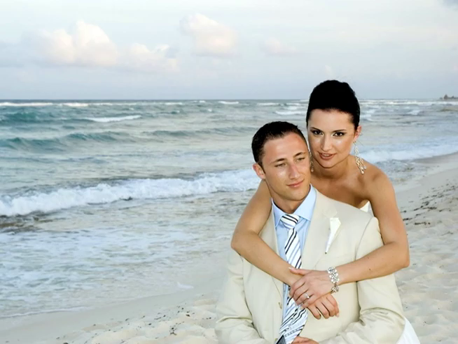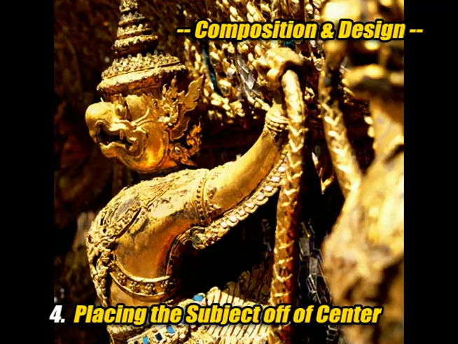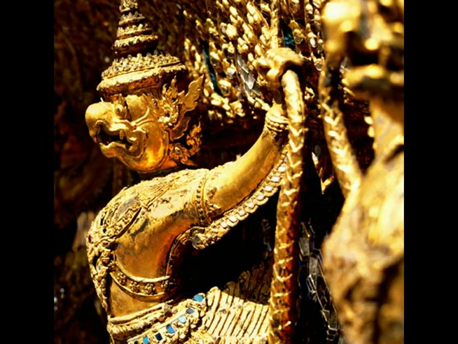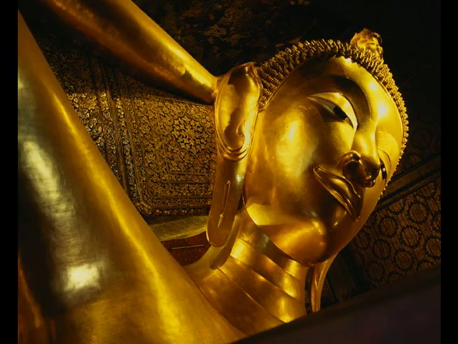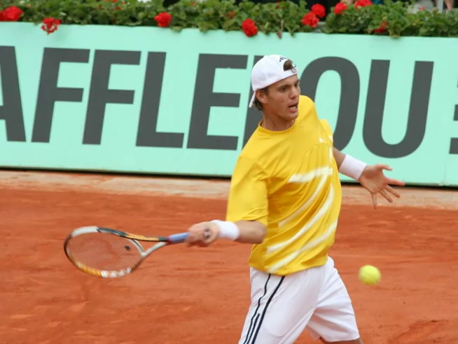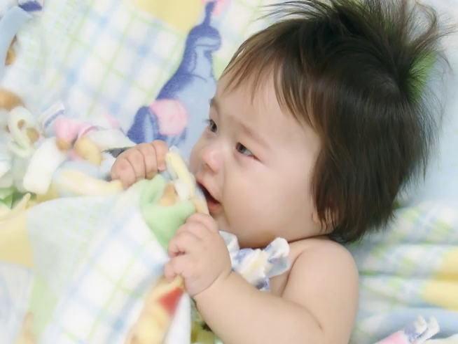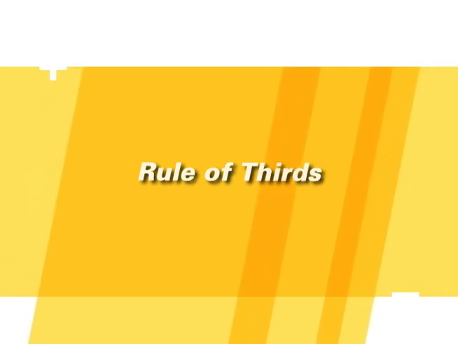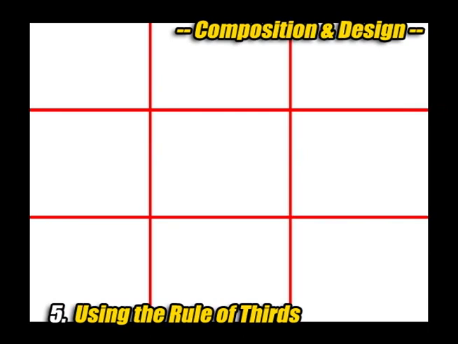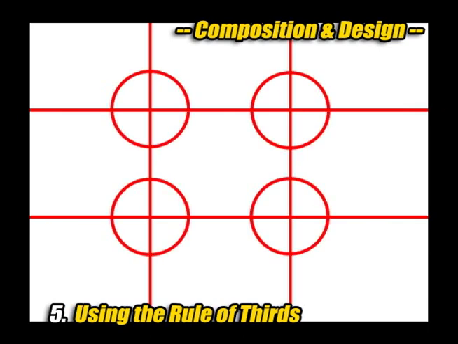Another good idea is to place your subject off-center. This sometimes creates a much more pleasing image. The rule of thirds advocates dividing your viewfinder into thirds both horizontally and vertically, and then placing your most important subjects on the cross points.